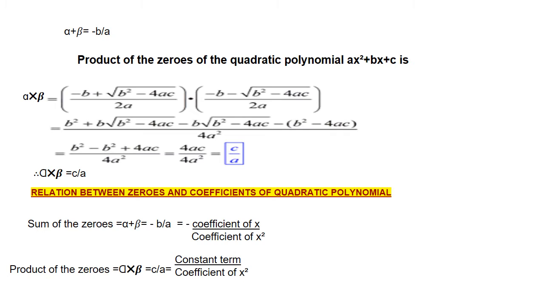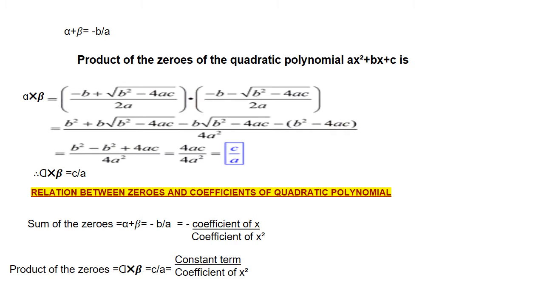If we simplify or cancel 4 and 4, and a in the numerator and one a in the denominator, we will get c by a. So alpha into beta is equal to c by a. Alpha and beta are the zeros of a quadratic polynomial. What are c and a? c and a are the constant term and coefficient from the quadratic polynomial.